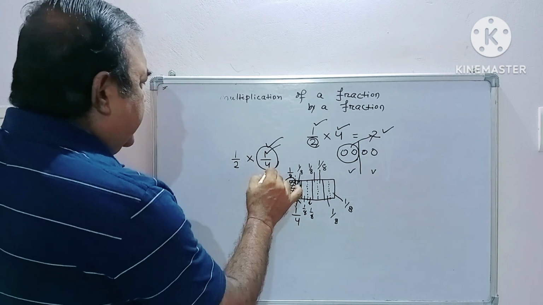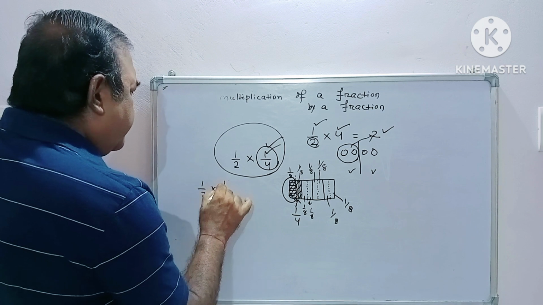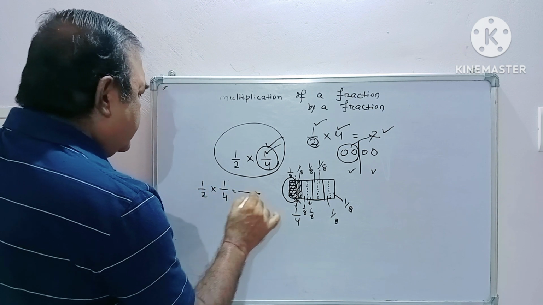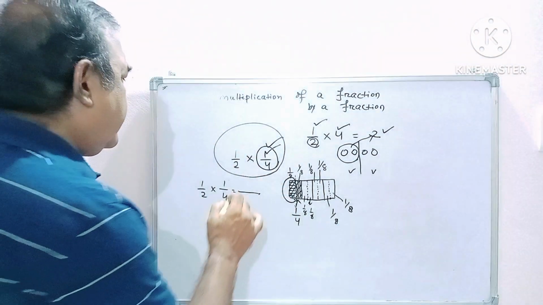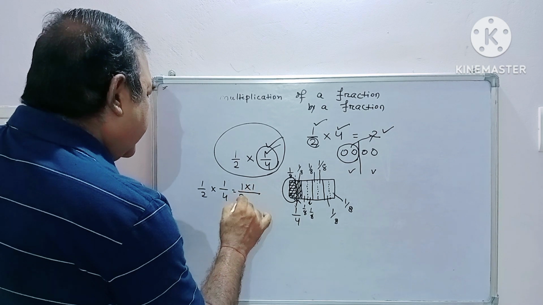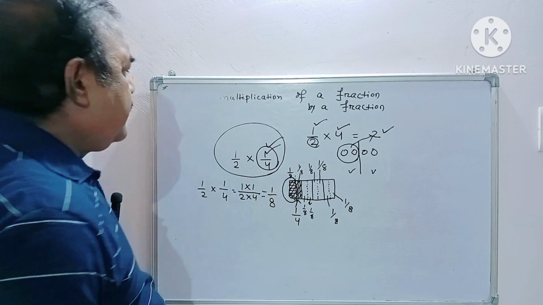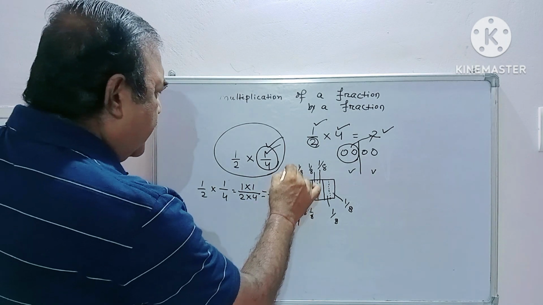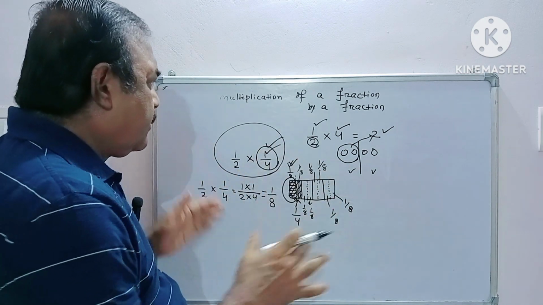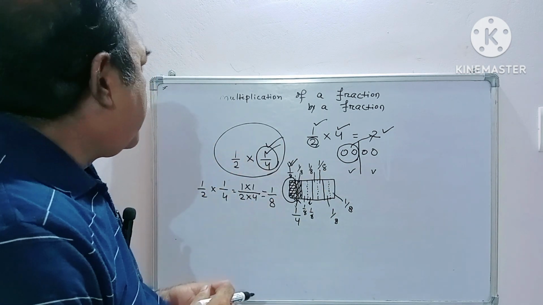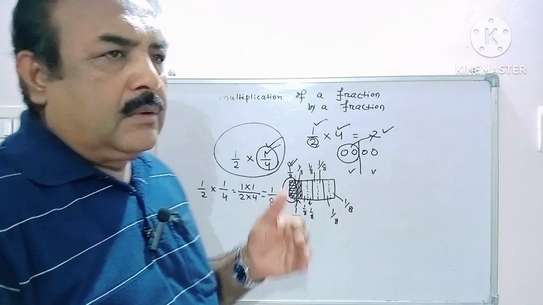So, you see here 1 upon 2 into 1 upon 4 is equal to, when we multiply a fraction by a fraction, what do we do? Numerator into numerator by denominator into denominator, that is 1 upon 8. And you see in the picture, this part is 1 upon 8 or not. So this is all about what I wanted to make you know. So let us move to exercise 2.2. We will work out some problems.